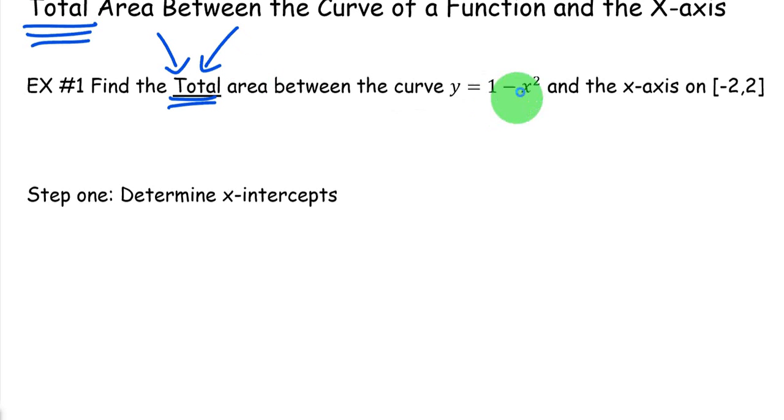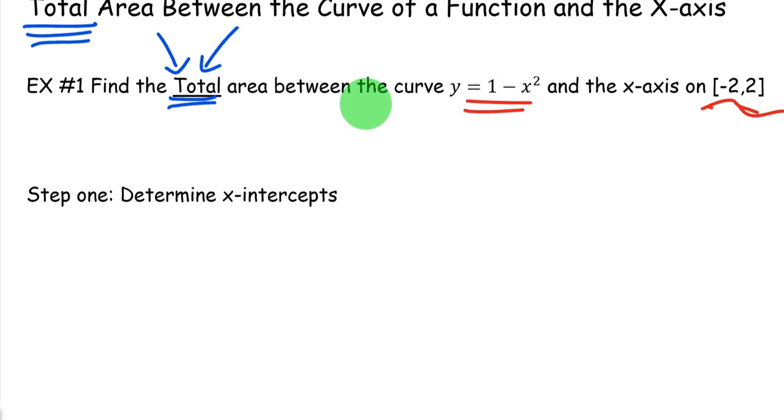So how do we do it? Well, here again, here's our function, 1 minus x squared. Now the question is, how do we find the total area? Well, we are going to use the integral. We're just going to have to split it up. Here's the interval we're talking about. So it's from -2 to 2.